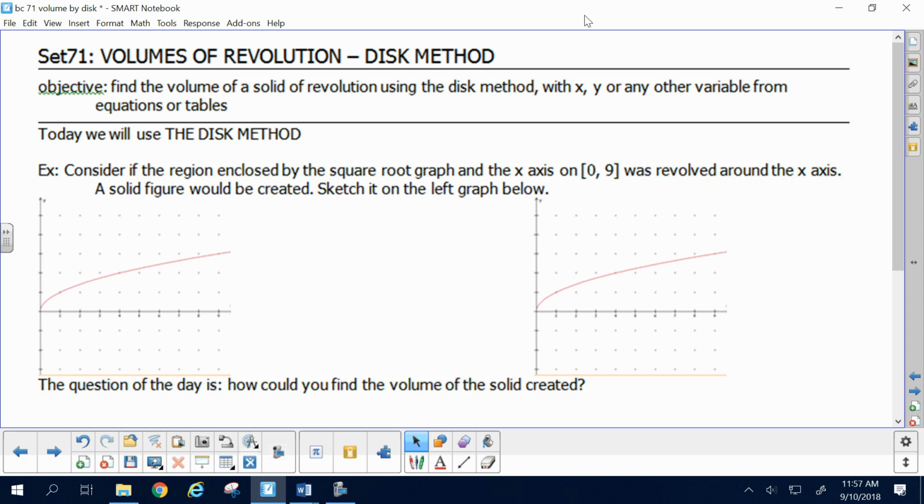Consider if the region enclosed by the square root graph on 0 to 9 was revolved about the x-axis. So you're taking this region and you're revolving it around the x-axis. Now because you're revolving a two-dimensional figure about an axis, you will get a three-dimensional figure.